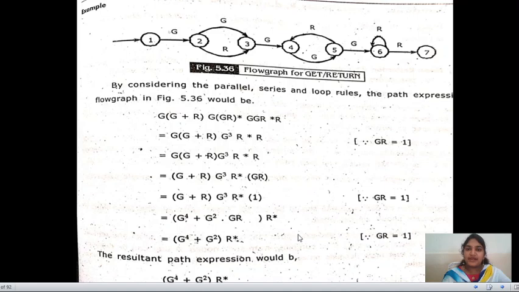So hope you all understand about this push and pop and get and return application which is used in the node reduction algorithm. So thank you very much.